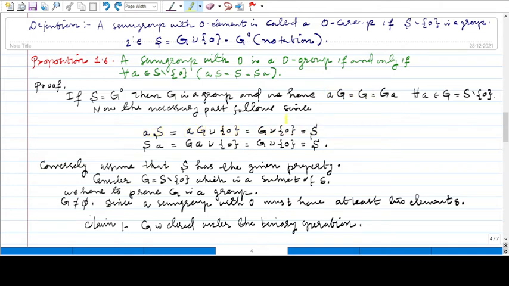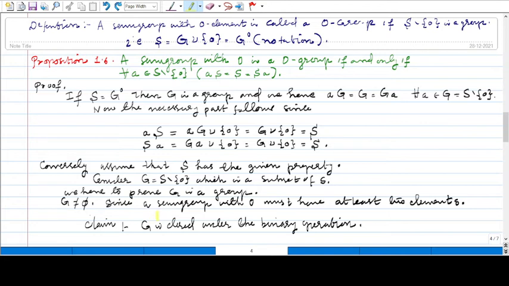So if it is a zero group, this property will hold easily. Now we have to prove the converse. Conversely, assume that S has the given property. Consider this set G, which is S difference 0, a subset of S. Is this non-empty? Of course it is non-empty, because a semigroup with zero element has at least two members. We have already mentioned it in the previous lectures. So even if you avoid zero, you can find at least one element. That means G is non-empty.